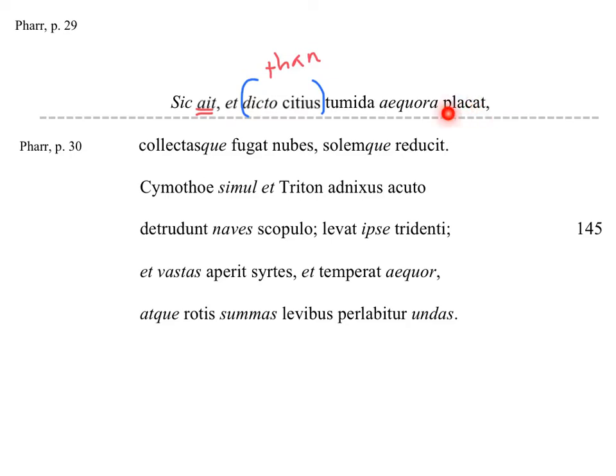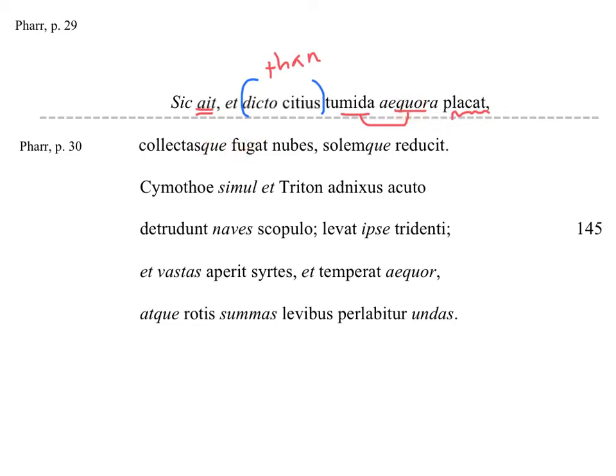He placat, he soothes the swollen seas. This is plural here. We know there's just one sea, but it's poetic. Okay, and he placat. So one more time. So he speaks, and more quickly than this is spoken, he soothes the swollen seas.